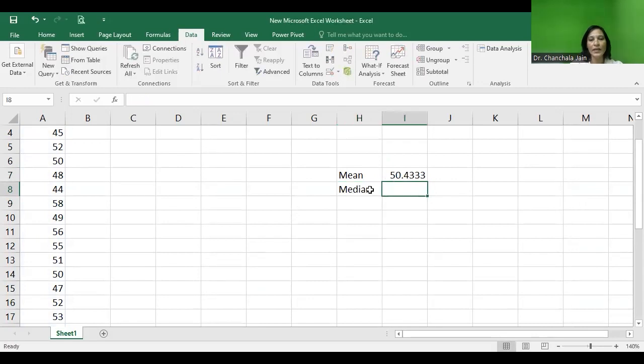That is weight. Now for the median, again you need to put an equal sign. Then once you type ME, you would be able to see the function here, that is MEDIAN.